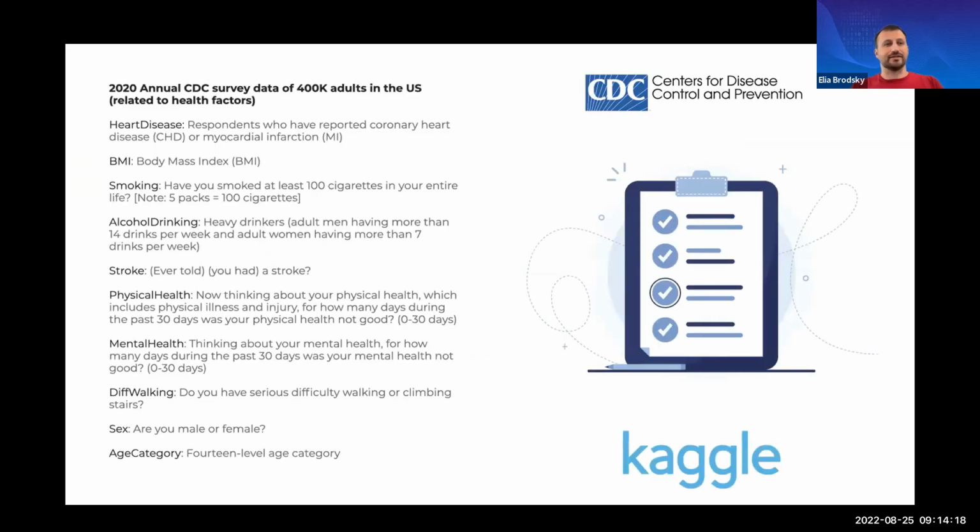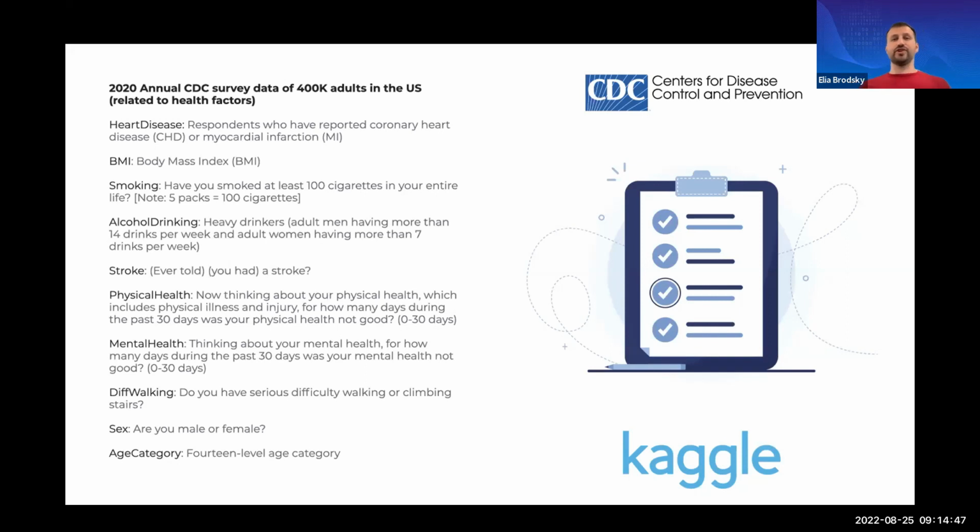What is this data set? This is the 2020 annual CDC survey, which has about 400,000 adults in the US. The survey was conducted to identify health factors that are common among people that have heart disease. So there are two major groups: people that have heart disease, and people that don't have heart disease. And by comparing them, we can find interesting patterns.